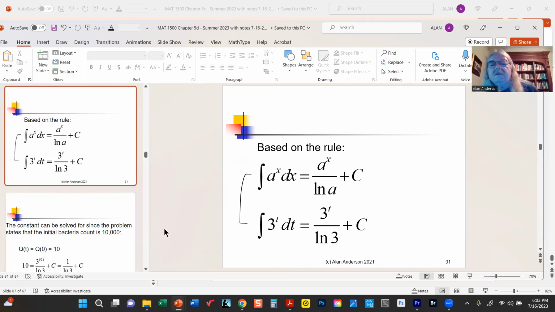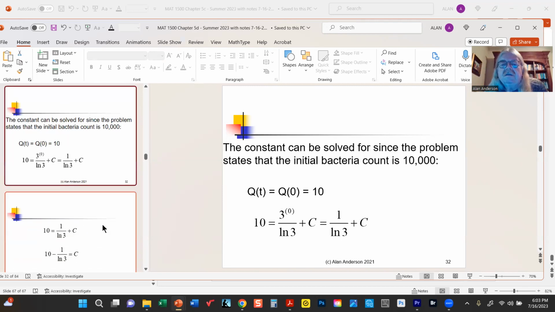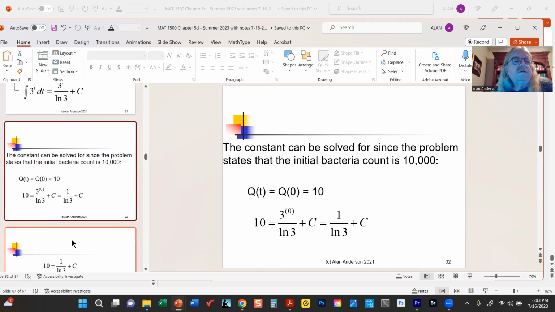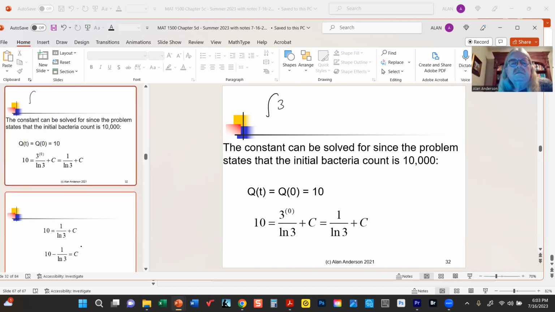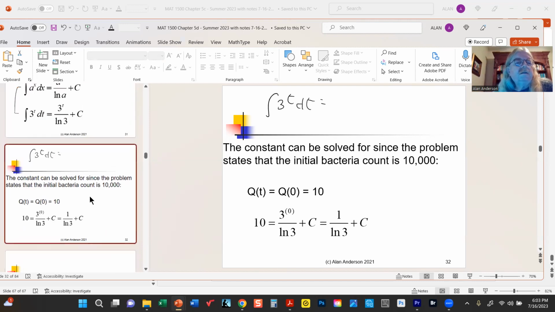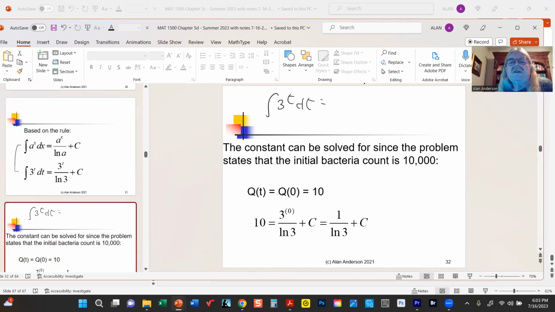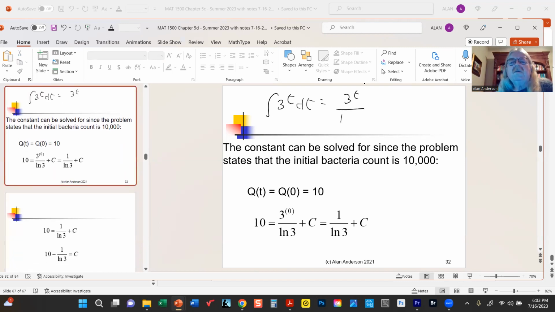So here's what we're going to need to do. We're being told that the function initially starts out at 10,000. We're going to think in terms of thousands. So what we're going to do here is actually solve for this constant. All right, so in other words, we know that the integral, we just got through establishing that, is 3 to the t over log 3, but with this constant.